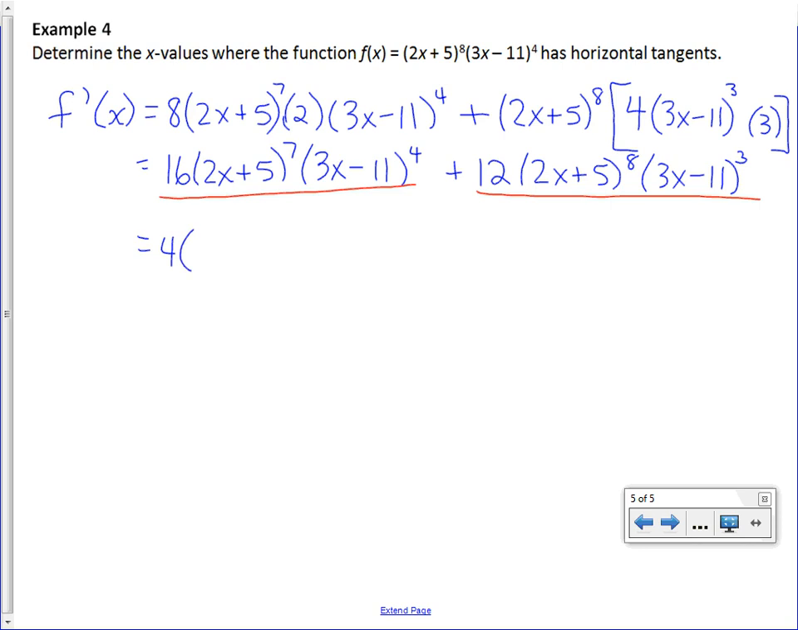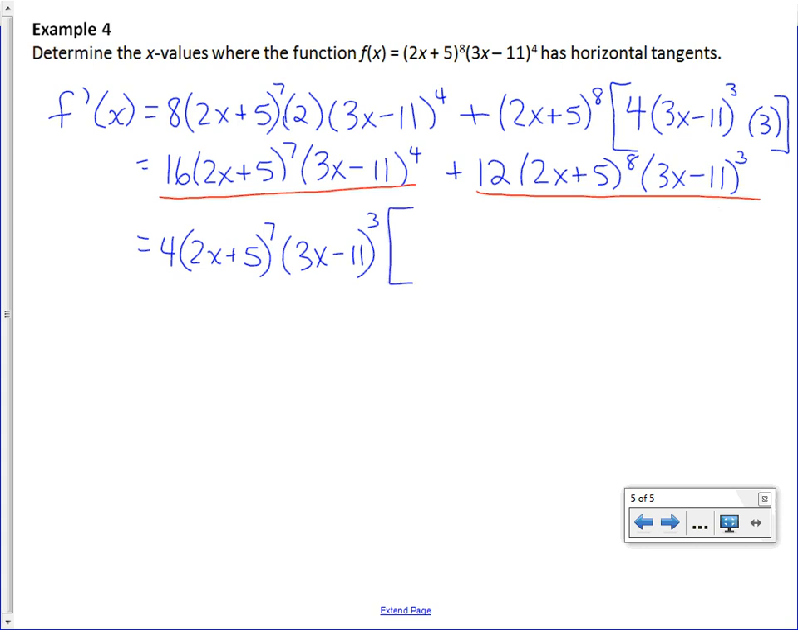2x plus 5 to the 7 and 2x plus 5 to the 8. You take out the lower exponent of the 2 because that's how many are in common. So I take out 2x plus 5 to the 7. 3x minus 11 to the 4, 3x minus 11 to the 3. The amount in common is 3x minus 11 to the 3. You have just written the GCF. That is the GCF, the greatest common factor.